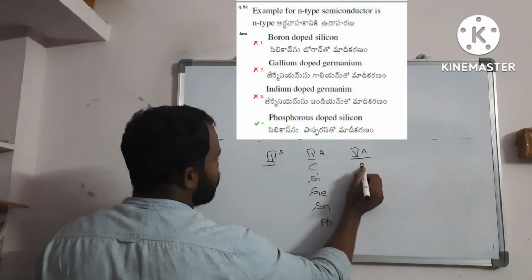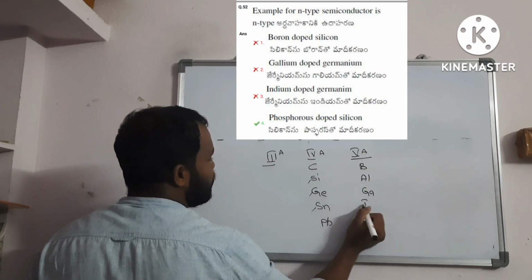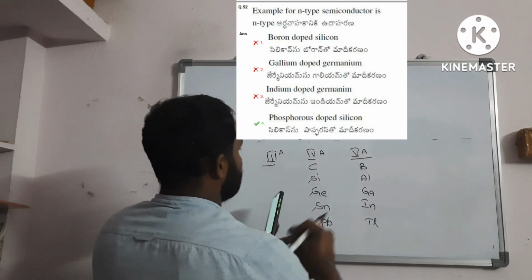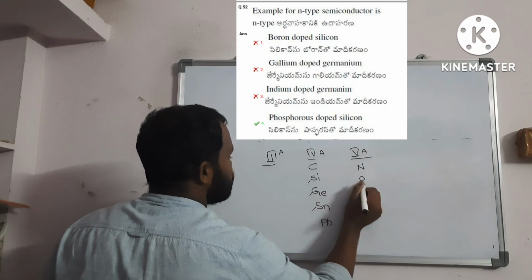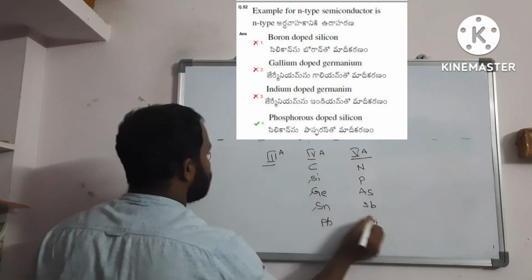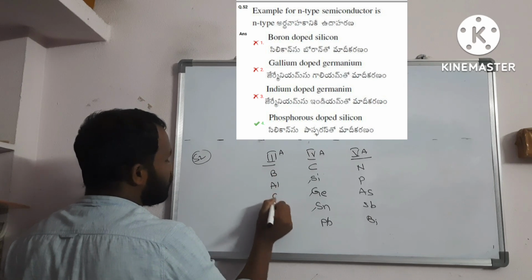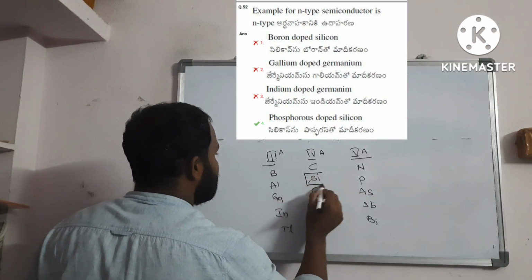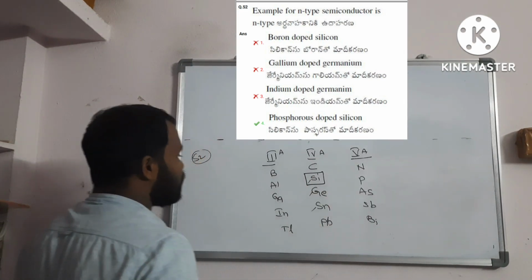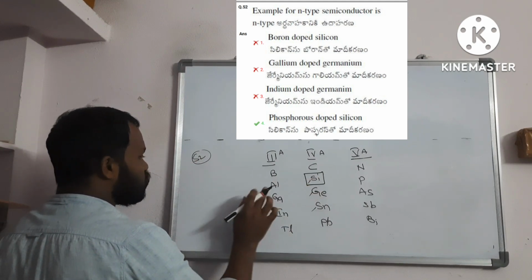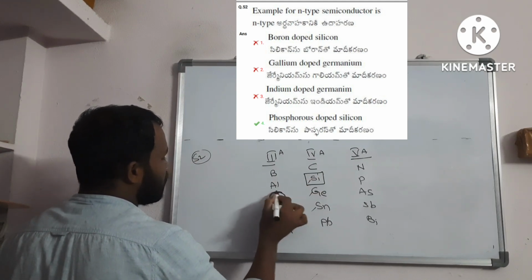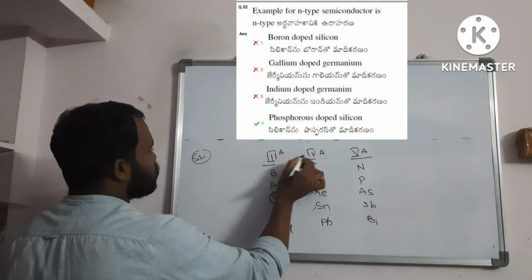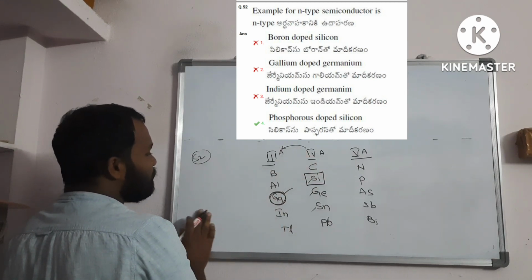Here I am going to take boron, aluminium, gallium, indium, thallium as the third group, and nitrogen, phosphorus, arsenic, antimony, bismuth as the fifth group. Now if I take silicon as the semiconductor, or germanium, and silicon is doped with, let's say, gallium from the third A, that is a lower group element. You can say it is a P-type semiconductor.